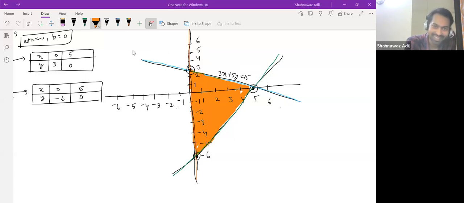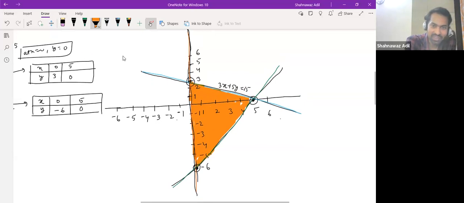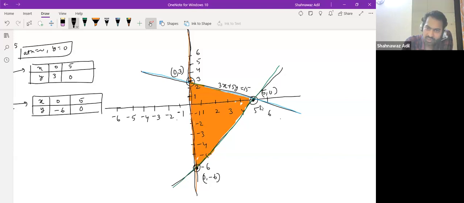So good. Okay, and we also can see what the coordinates of this triangle are. So this one is (0, 3), this one is (0, -6), and this is (5, 0). So these are the vertices of the triangle, A, B, C. But they are asking what is the area of this triangle? What is the area of the triangle, guys? Half into base into height. Yes, half into base into height.